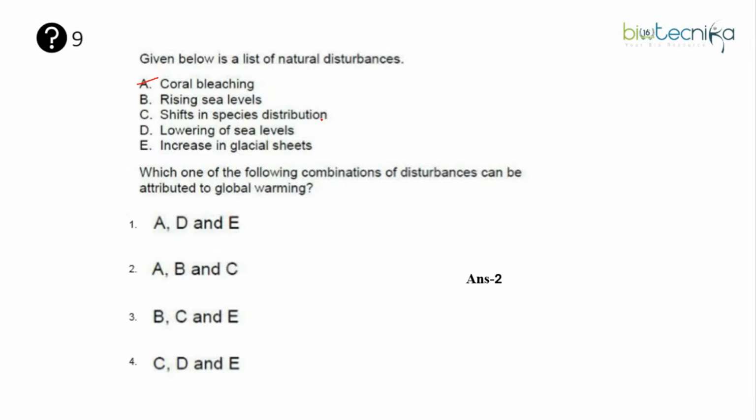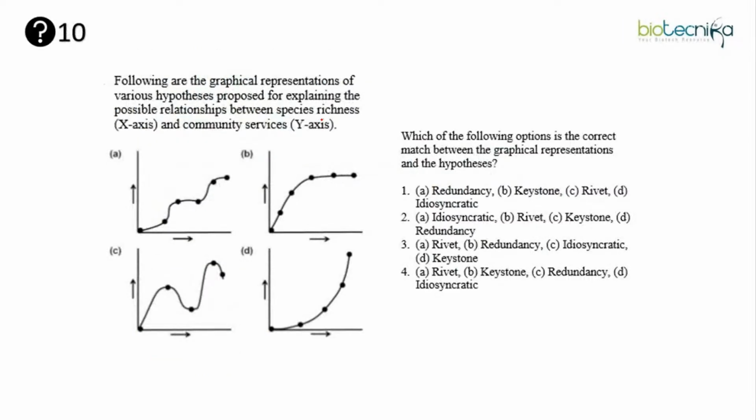Now this question is from your community disturbances. They have given you some graphs here, and you have to match the graph with the correct kind of representations. Which graph is showing redundancy, which is idiosyncratic, which is showing rivet, which is keystone.